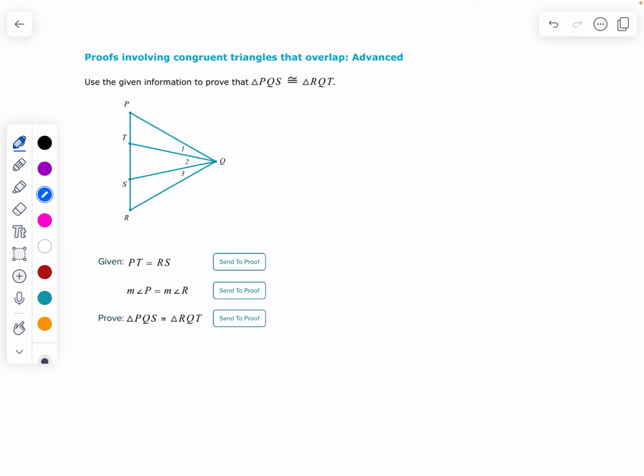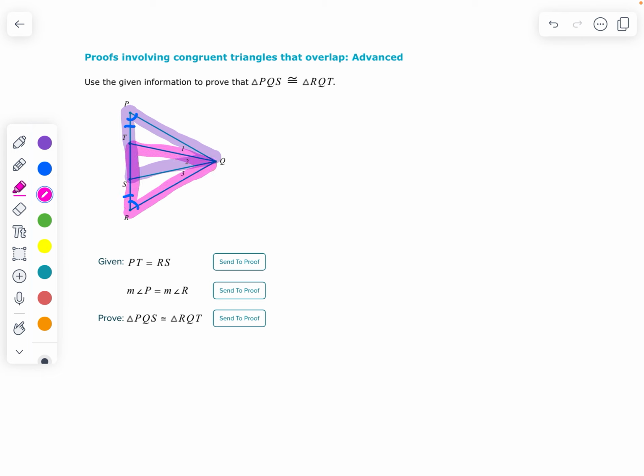Okay, so again, these ones are overlapping. So you're going to have to go ahead and draw them separately. So we're given that PT is equal to RS. So I'm going to mark those, PT and RS. And angle P is equal to angle R. And they want us to prove that PQS, so that's this one, is equal to RQT. That would be right here.